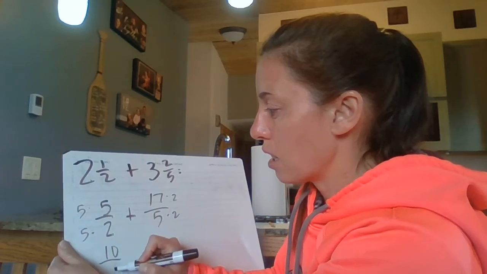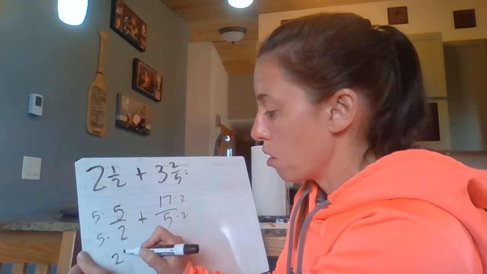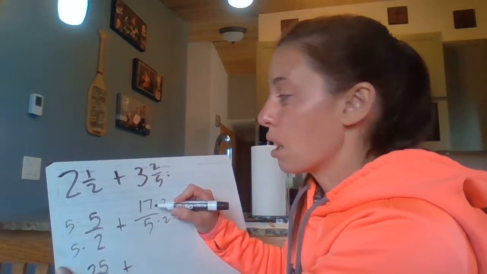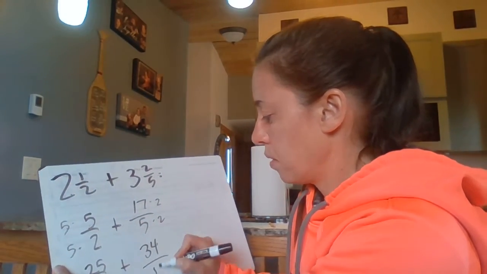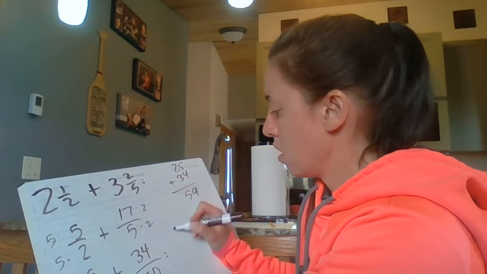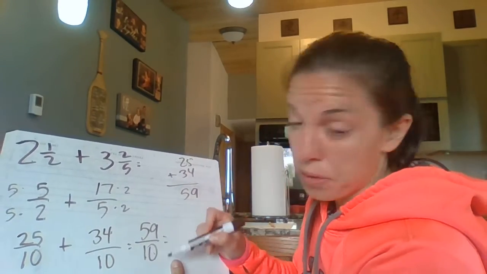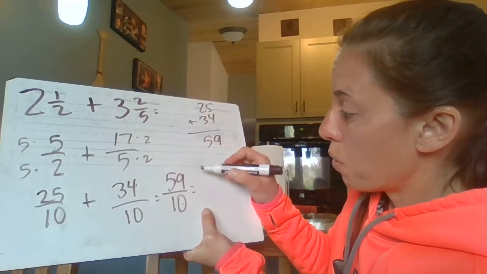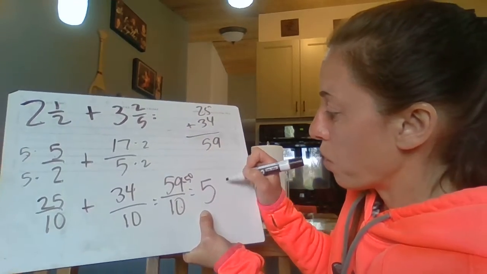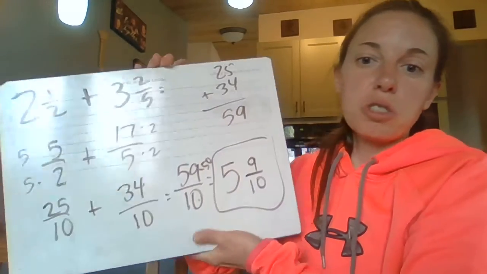I'm going to get 10, oh, not 10, sorry, just looking at the bottom. 5 times 5 is 25/10, plus 17 times 2 is 34/10. Add those up, 59/10. Now I have to flip this to a mixed number. 10 goes into 59, I know 5 times because 10 times 5 is 50. I subtract 50 from there, I get 9/10. Same answer. I can do it two different ways.